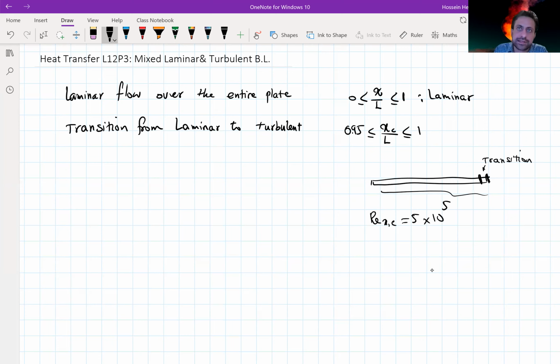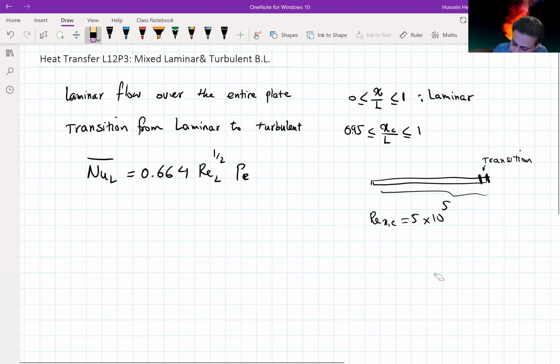If that happens, then we use the Nusselt number L as we saw before, 0.664, Reynolds number L to the power of half, Prandtl number to the power of 1/3.